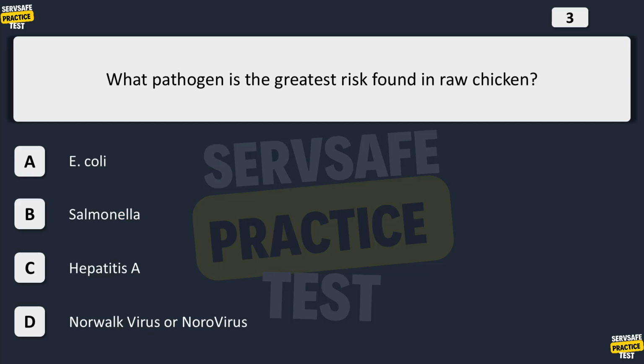What pathogen is the greatest risk found in raw chicken? A. E. coli. B. Salmonella. C. Hepatitis A. D. Norwalk virus or norovirus.